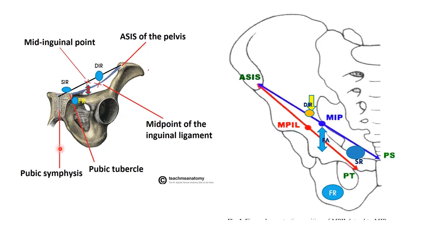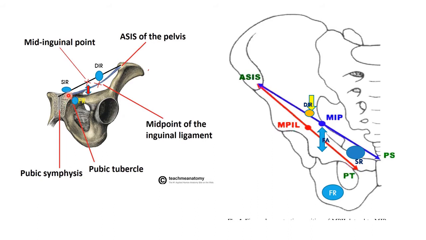On the left here is the left hemipelvis, diagrammatically shown. There are two important lines that you must know. One is the imaginary line from the pubic symphysis right to the anterior superior iliac spine. And the midpoint of this line is known as the mid-inguinal point. It is the site of the femoral artery and its branch, the inferior epigastric artery.